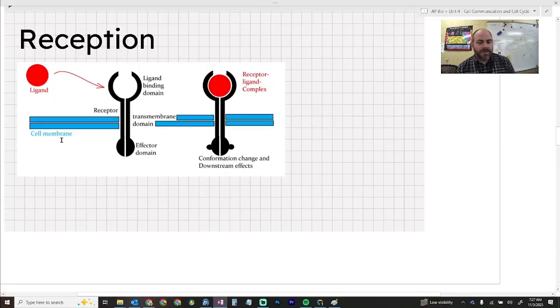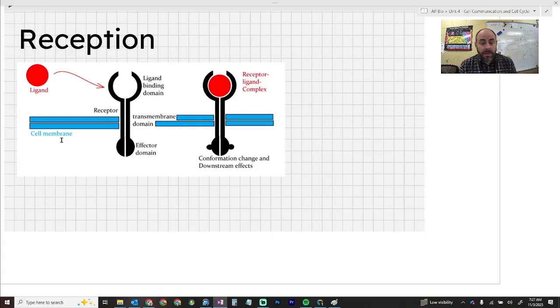All right, let's talk about reception a little bit. We've mentioned this a little bit in the previous section, but it bears some reminders here. A ligand is a signal molecule, and the receptor is usually specific to the ligand. I say usually. There may be cases where it's not, but it's very similar to the enzyme-substrate idea, where the enzyme is specific to the substrate, and the receptor is going to be specific to the ligand in this case.